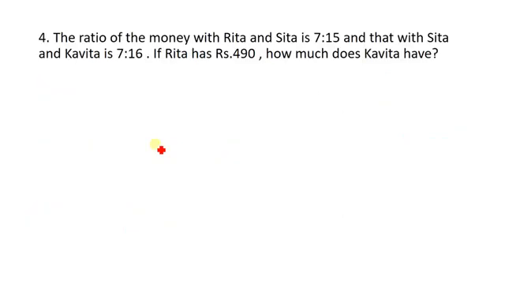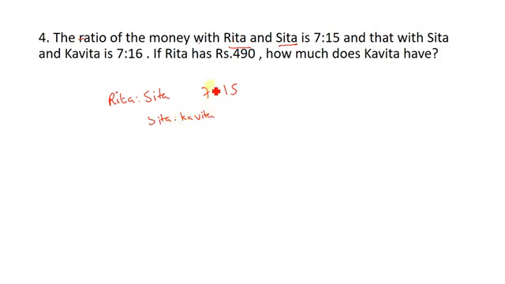Next question is the ratio of money with Rita and Sita is 7:15 and that with Sita and Kavita is 7:16. If Rita has rupees 490, how much does Kavita have? Now what is the ratio of Rita and Sita? 7:15. So Rita, Sita, 7:15. Okay. Now what is the ratio of Sita and Kavita? Sita, Kavita.